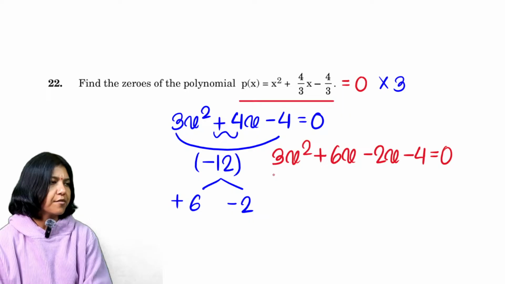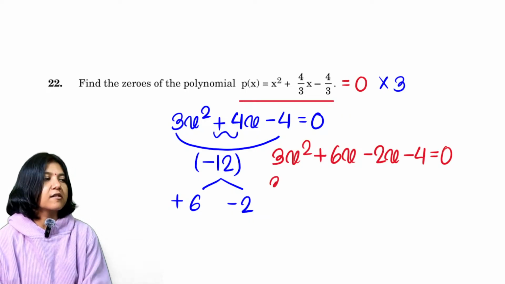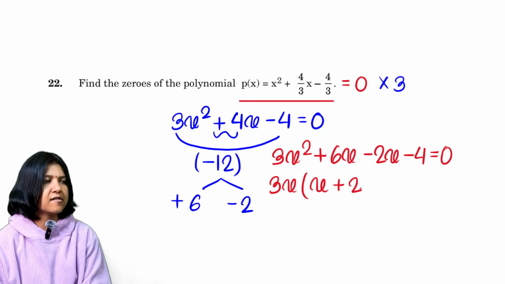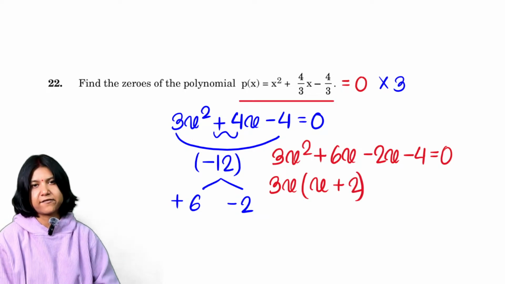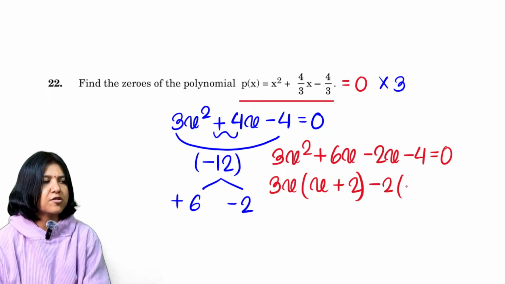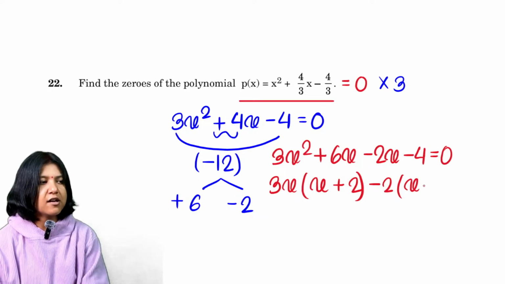And now take out the common terms. 3x is common, giving me x remaining in the first term. 3x times how much is 6x? 3 times 2 is 6, x into 1 is x, so I just have 2 here. Minus 2x and minus 4 have minus 2 common, and then minus 2 times how much is minus 2x, which is x. Minus 2 times how much is minus 4? Minus 2 times plus 2 is minus 4.